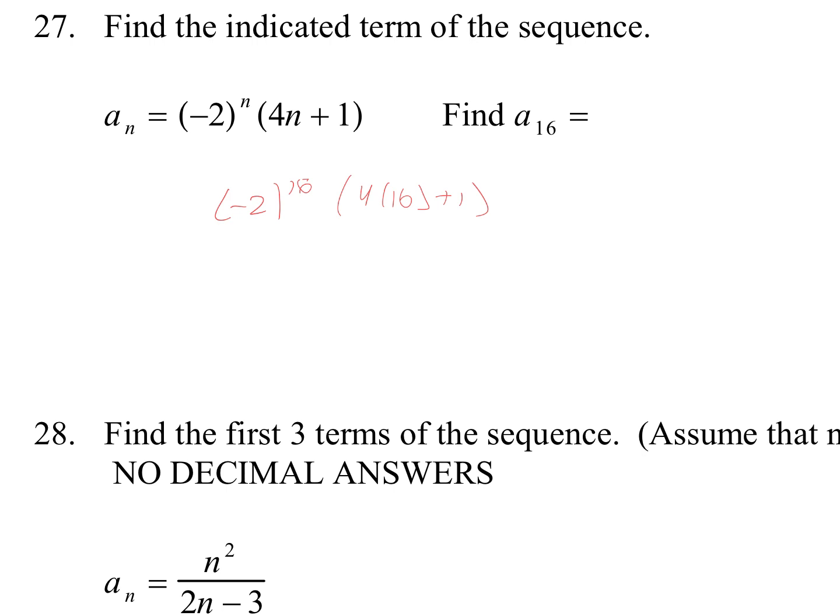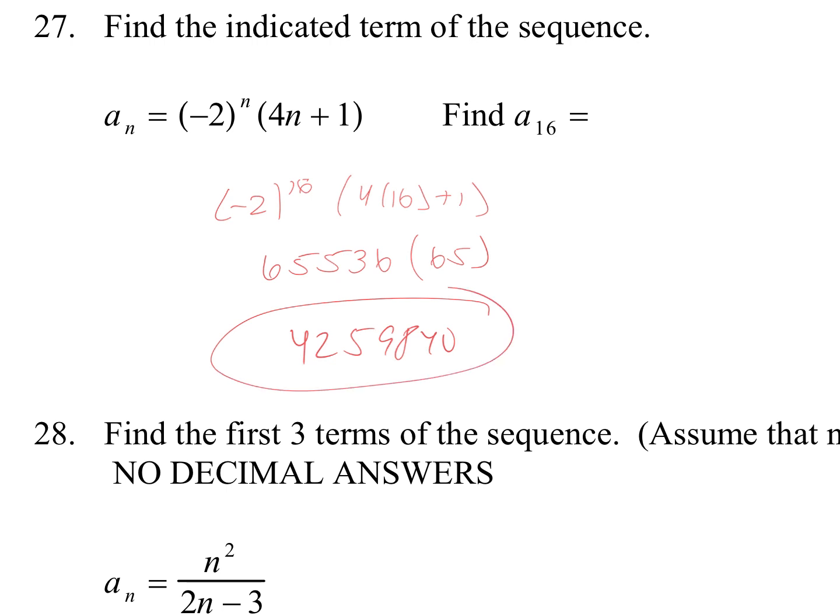So what is negative 2 raised to the 16th power? 65,536. Okay, and it's positive, good. And then what's 16 times 4? 64 plus 1 is 65. So when you multiply those two numbers together, what do you get? 4,259,840? All right, perfect. Good. That's just a matter of evaluating using your calculator. But remember, if you're plugging in a negative number, you've got to put it in parentheses.